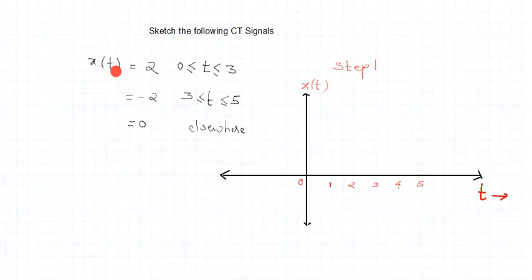I have said xt takes a value 2 for the time period 0 to 3. xt takes a value -2 for the time period 3 to 5. xt takes a value 0 elsewhere. Other than this, everywhere else, the signal xt is 0. So the question is, sketch the following signal, and the signal is described with this mathematical equation, right? So xt is described to you in a mathematical form, and you have been asked to sketch this signal.